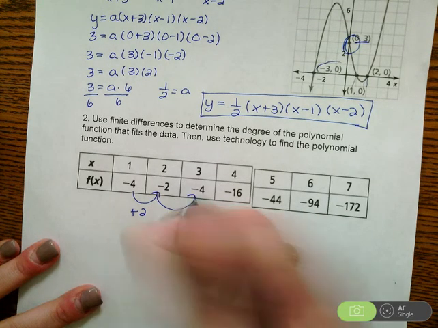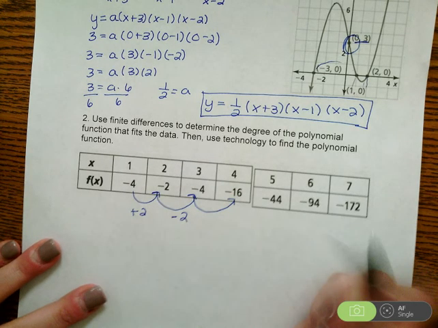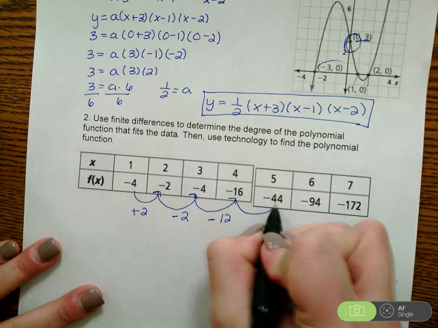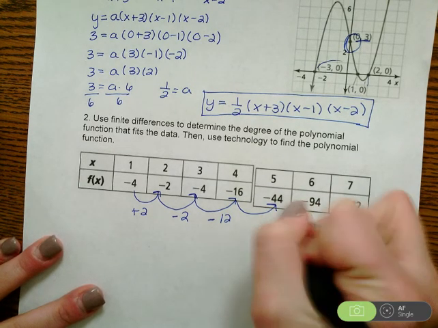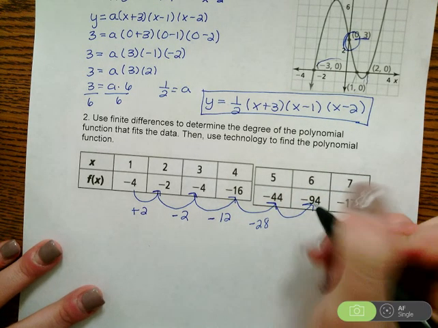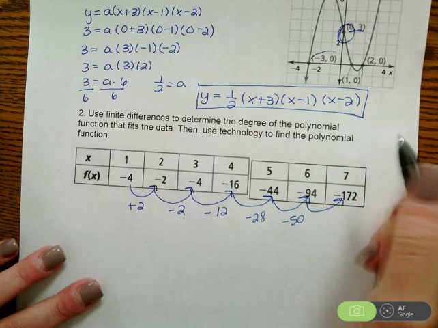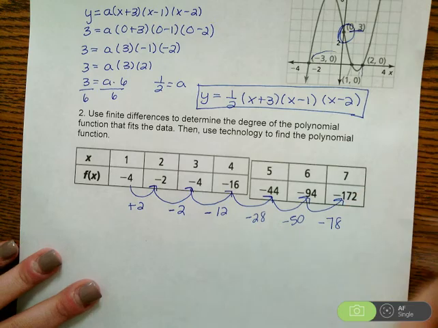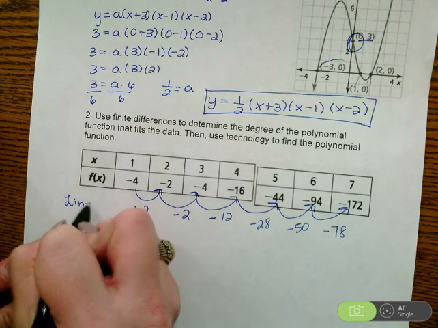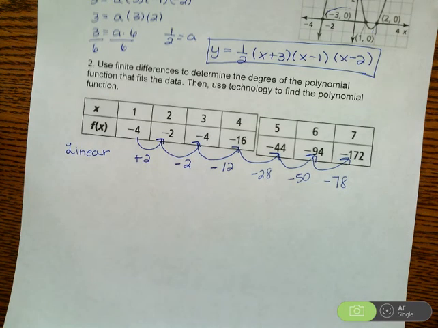To get from -2 to -4, we have to subtract 2. To get from -4 to -16, we have to subtract 12. -16 to -44, that is a -28. -44 to -94 is a -50. And -94 to -172 is a -78. If all of those had been constant, then we would have had a linear function. But because they're not constant, we have to continue on.